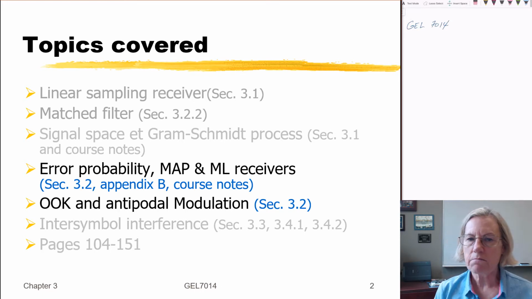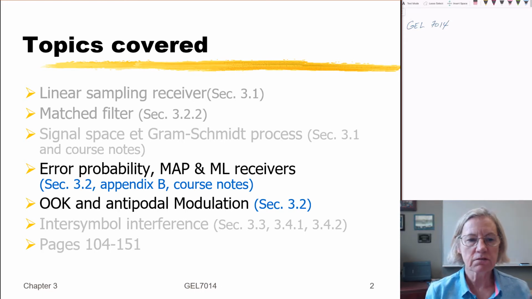I'll be making some explanation a little more fully than what is in the book. And in particular, we'll be looking at the two cases of on-off keying and antipodal modulation in order to give our first example of how to calculate the error probability.